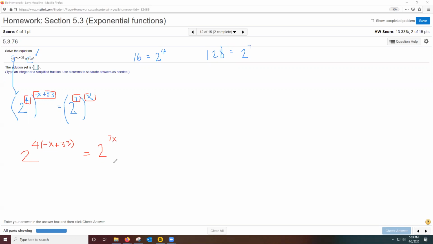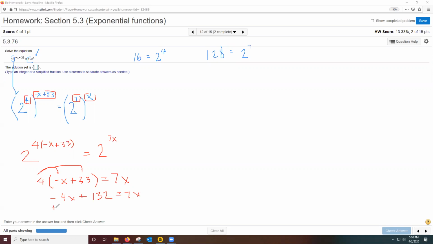But now I have the bases the same, right? The bases are both 2. So now I could just set the exponents equal to each other. So it's going to be 4 times negative x plus 33 equals 7x. Now this is an equation I can solve. Let me multiply the 4 inside the parentheses. That looks like negative 4x plus, let's see, 4 times 33 is 132. And that's equal to 7x.